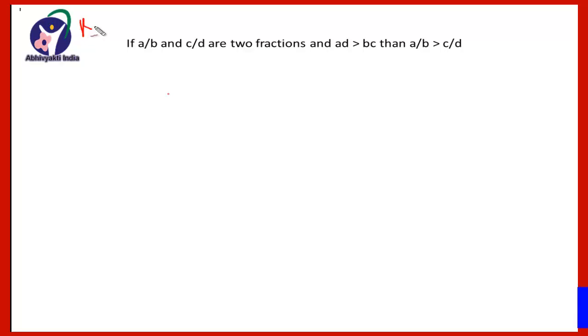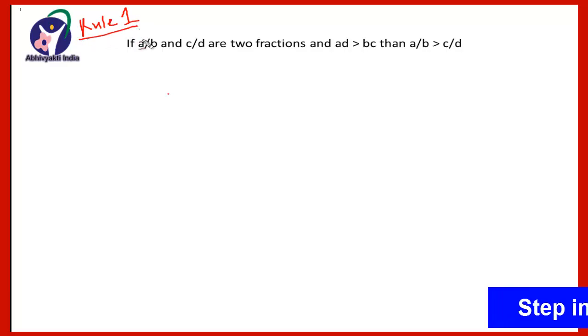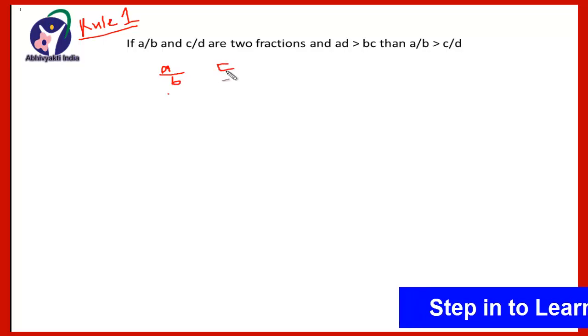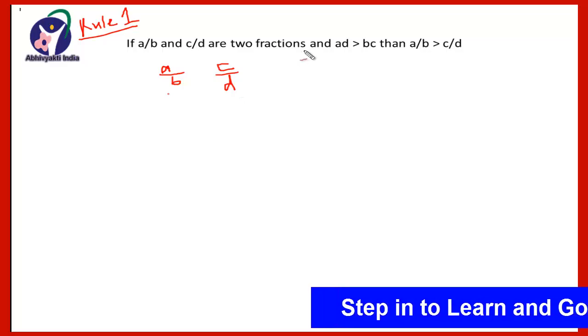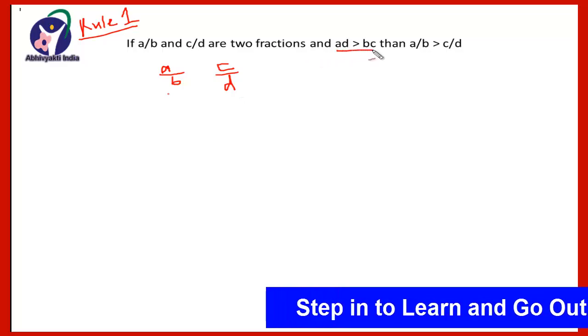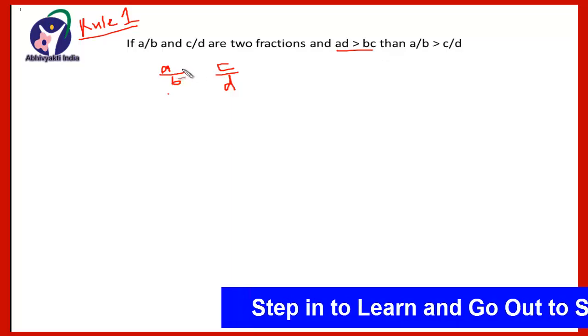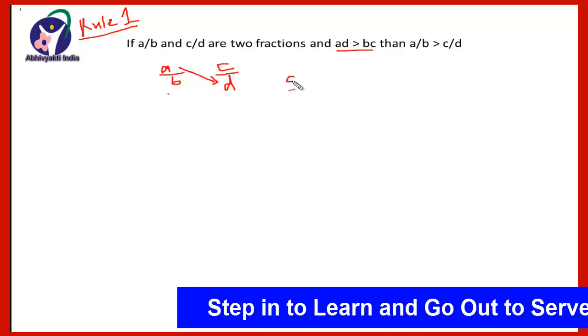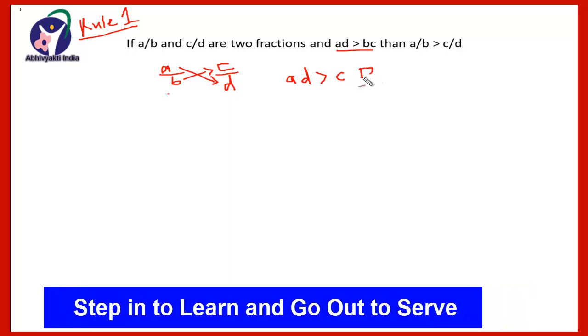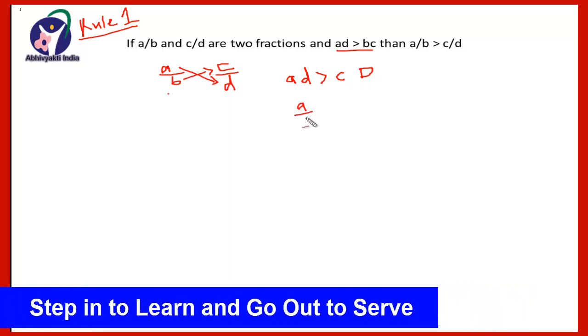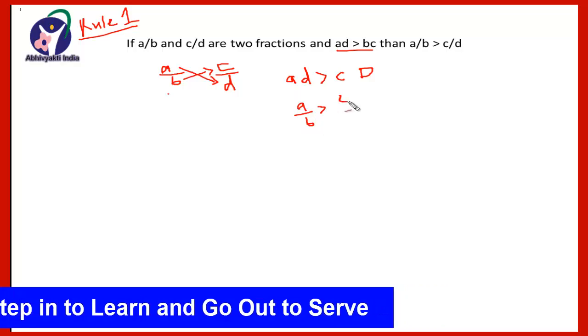this is the rule 1, that if A upon B and C upon D are the fractional numbers and if AD is greater than BC, if A multiplied by D, that is AD, is greater than C multiplied by D, that is CD, then the fractional number A upon B will be greater than C upon D.